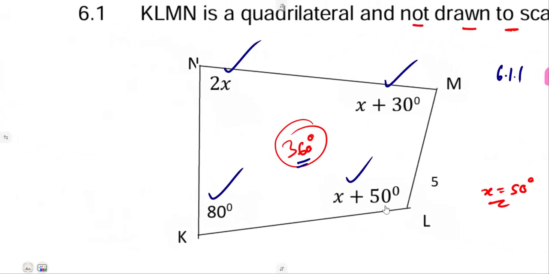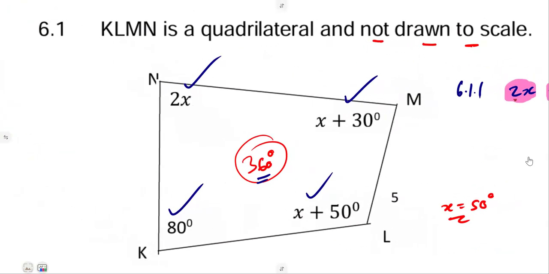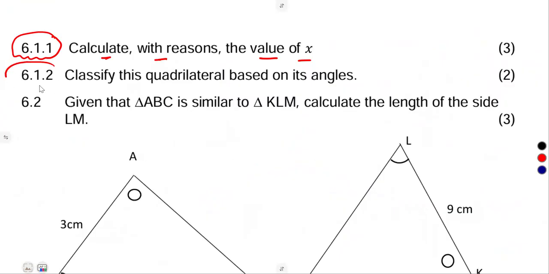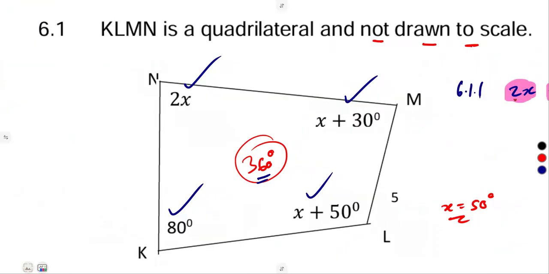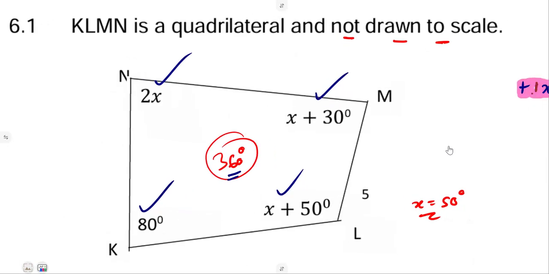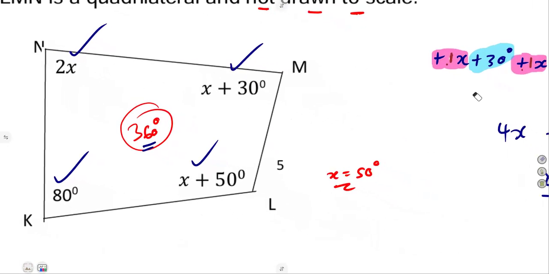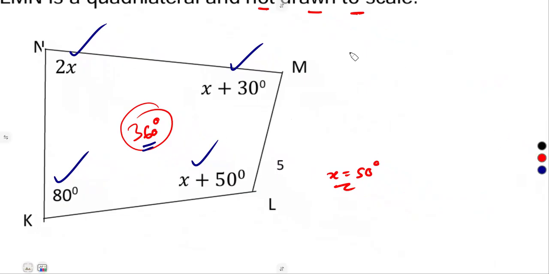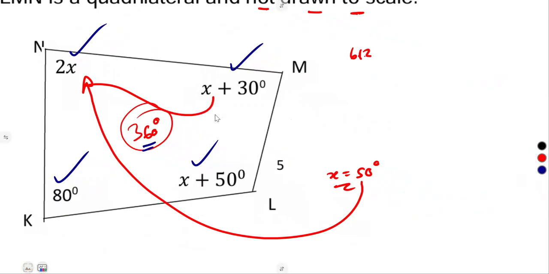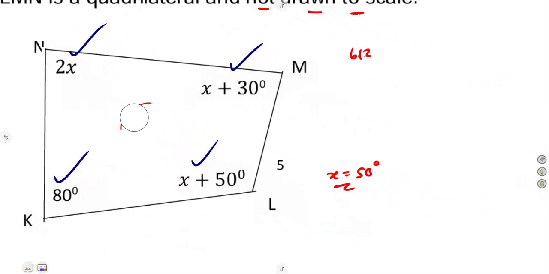Let's check another part of the question. Now they are asking us to classify this quadrilateral based on its angles. So there is no way we can say this is a kite or a rhombus without knowing these angles. They said based on the angles, so let's have the angles first. With the x that we calculated, we substitute wherever x is.